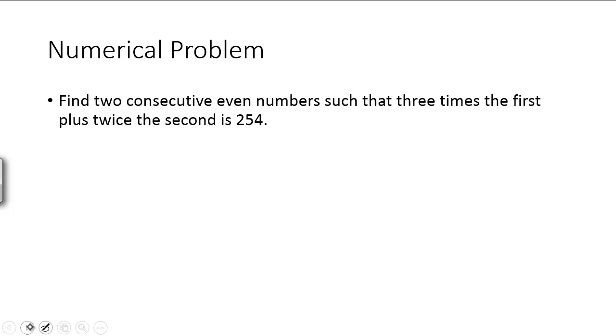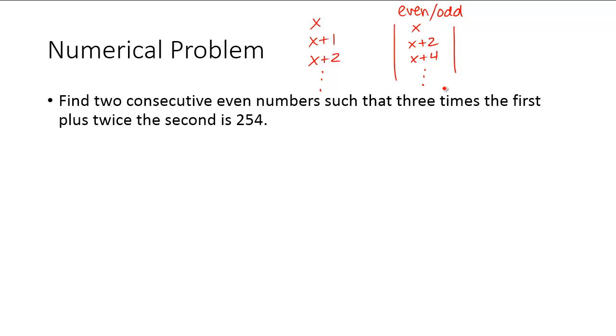Another problem would be a numerical problem. Quite often, you'll have consecutive integers here. Remember, regular consecutive integers skip by 1. Even or odd consecutive integers will skip by 2s. So here they want us to find 2 consecutive even numbers so that 3 times the first plus twice the second is 254. So let's let our integers be these integers.